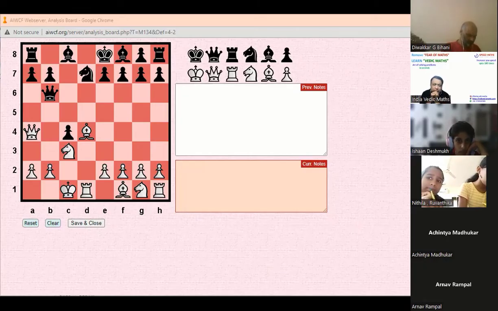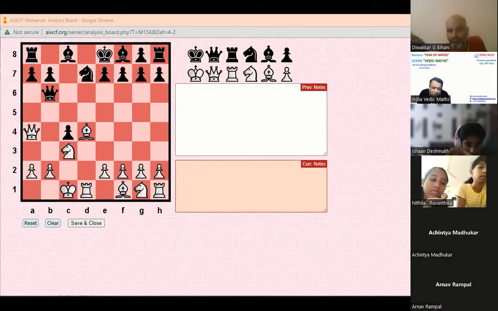Score, result, black won, 0-1. And what if I say like this? These are only three results possible, right? Black wins, white wins, or draw. Did you understand the notation? A very easy notation.